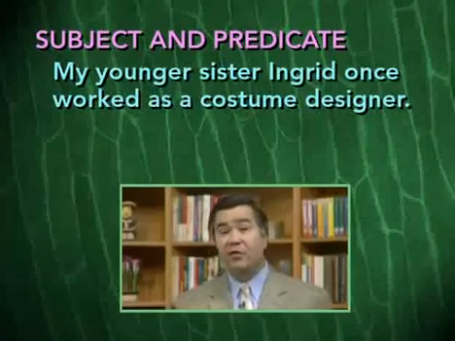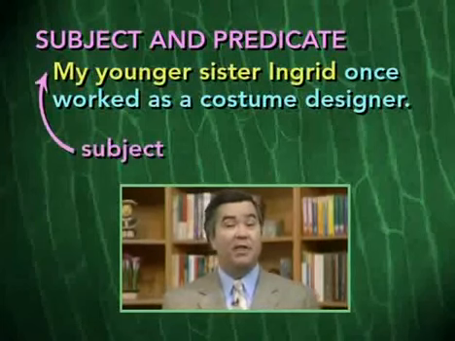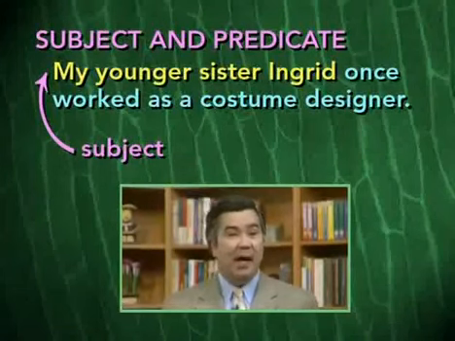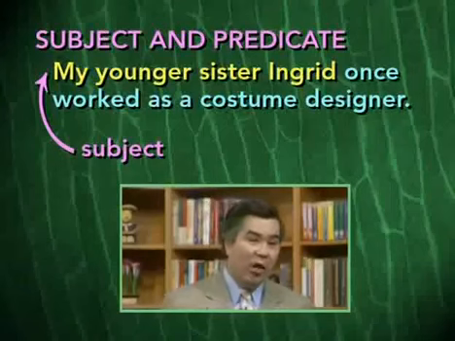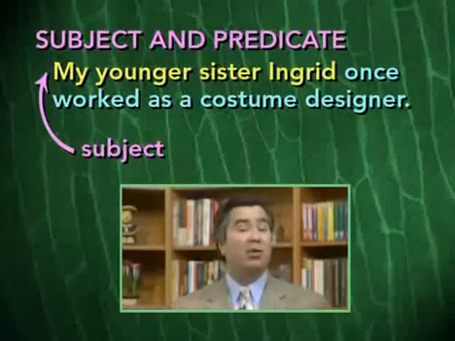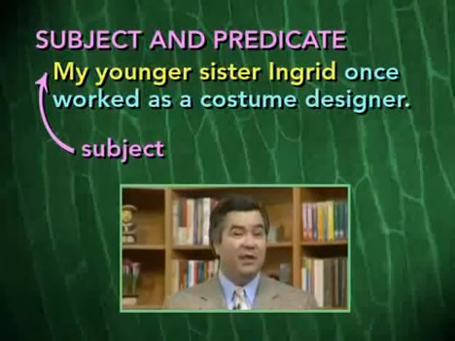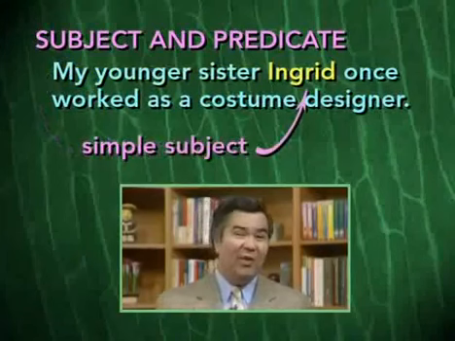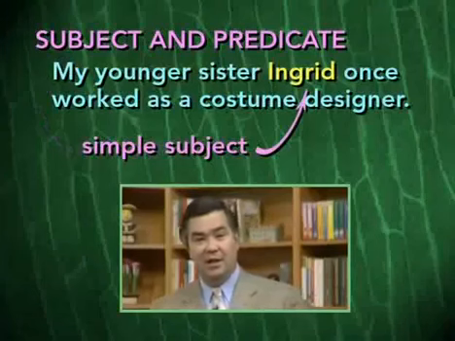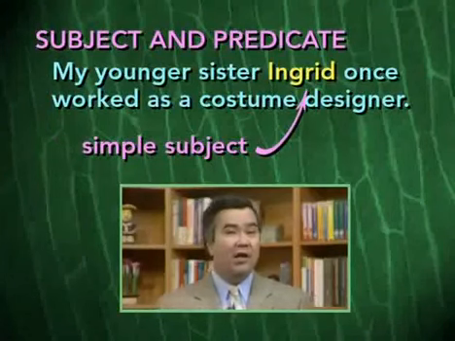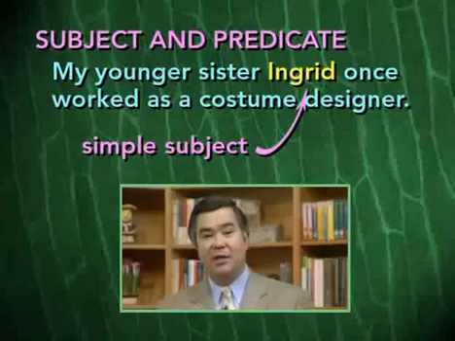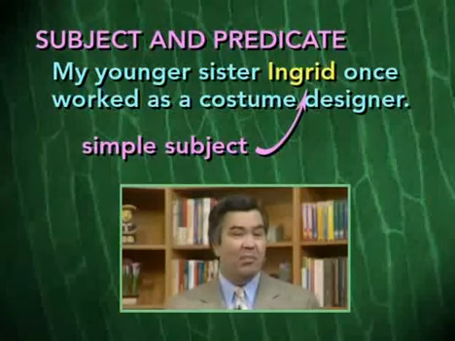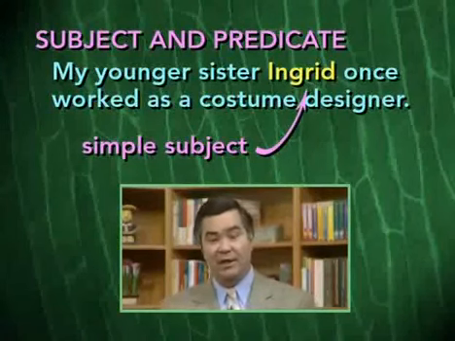Yes, in this case, the first four words of the sentence make up the subject. Those four words tell us what the sentence is about. The sentence is about my younger sister Ingrid. Is there one word within that subject which is the most important word, the word that tells you specifically what the sentence is about? Yes, it's the last word, Ingrid. So Ingrid is the simple subject of this sentence. The other words in the subject are there to give more information about the simple subject. So the words my younger sister are there to give more information about Ingrid. They tell us a little bit more about who Ingrid is.